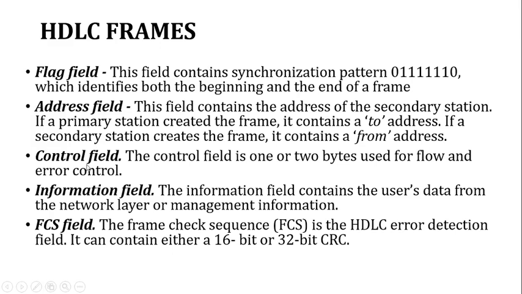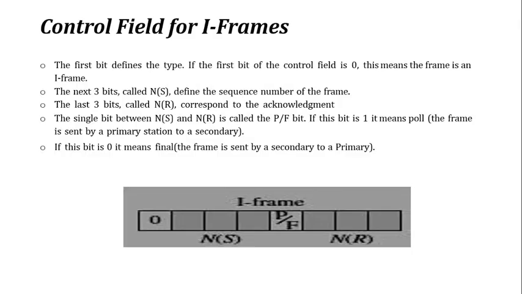And the third one, control field. The control field is 1 or 2 bytes used for flow and error control. That is the main use of the control field. Then the information field contains the user data from the network layer or management information. FCS, the frame check sequence, is the HDLC error detection field. It contains either a 16-bit or 32-bit CRC.